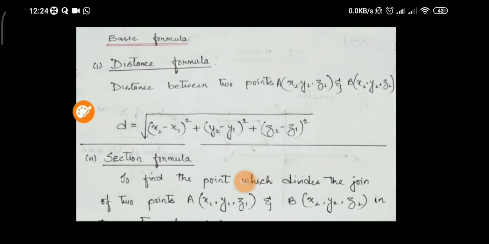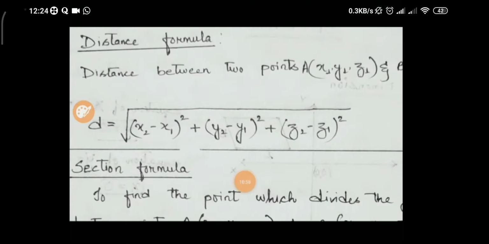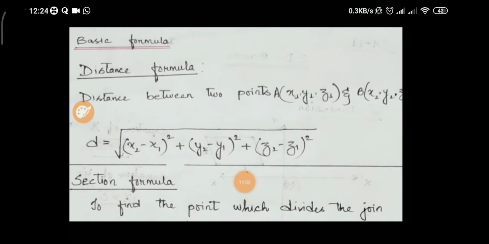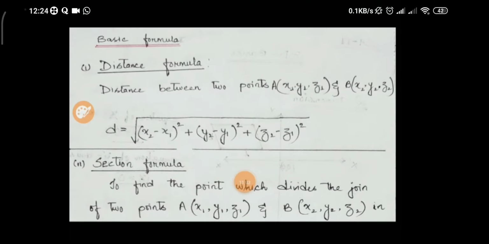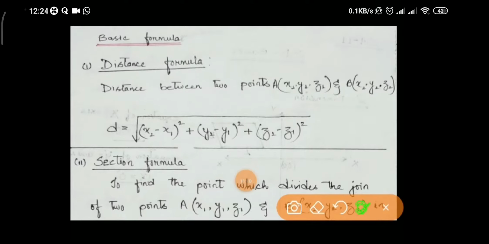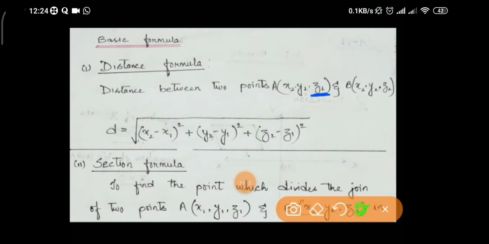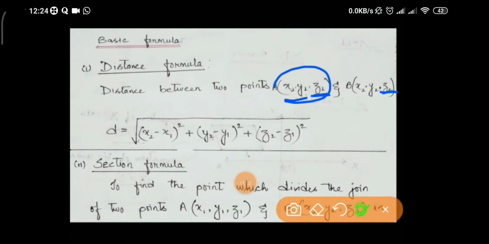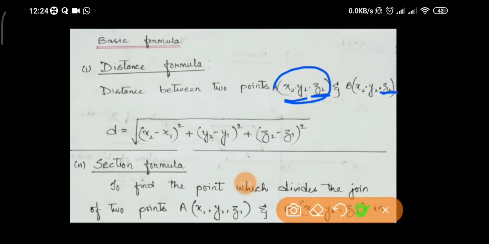Now let's talk about basic formulas. First one is the distance formula. Now the distance formula is the same as we did in class 10. Here the only difference is one coordinate has been added. Previously we had the xy axis, so we had an xy point. Here we have the z axis also, so our point becomes x, y and z, and you can clearly see that it is the same formula, but this term has been added. So I don't need to explain, you know this formula.